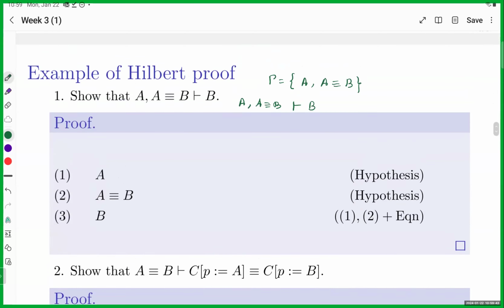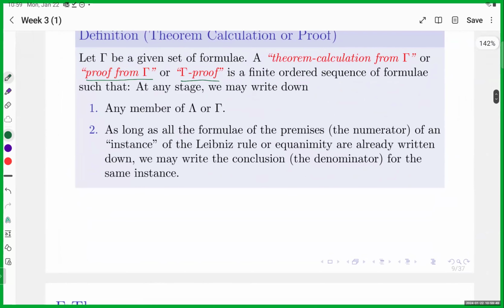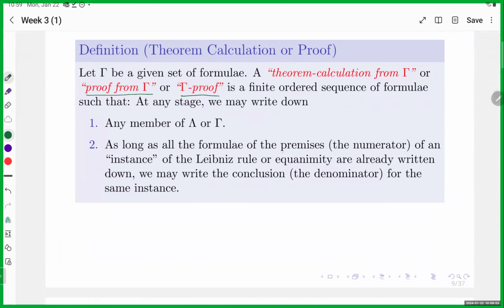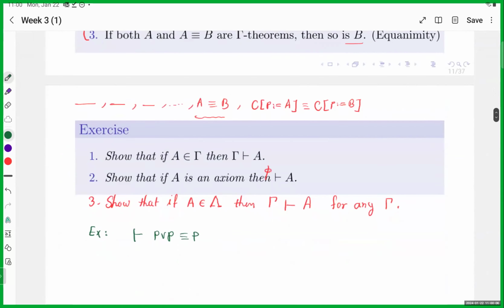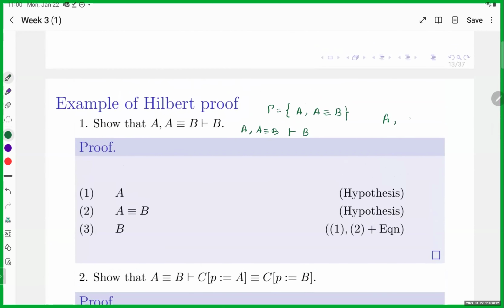Step three, I'm using the second step. Let me go back to the definition of a gamma proof. Was it this? Yes. If the numerators of the instances of rules of Leibniz or equanimity are written, then you may write down the conclusion. Here I have the rule of inference that tells me that if A and A equivalent to B, then I can conclude B. I've written both formulas in the numerator. Then we can write the denominator, B.